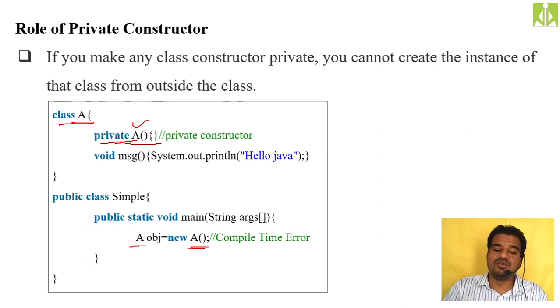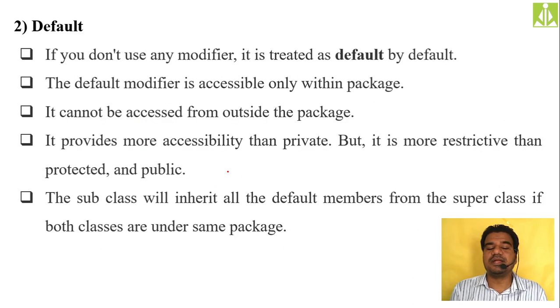So simply, if you make the constructor as private, it is not possible to create the object outside the class. Instantiation will not become possible outside the class. Instantiation means creating the object. Okay. Then the default access modifier or default access specifier. For this, we don't have any keyword. So if you don't use any modifier, by default, it will be treated as a default access modifier only.